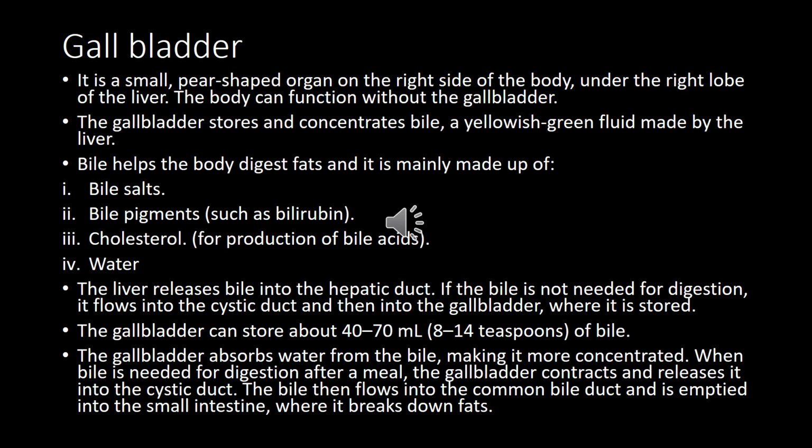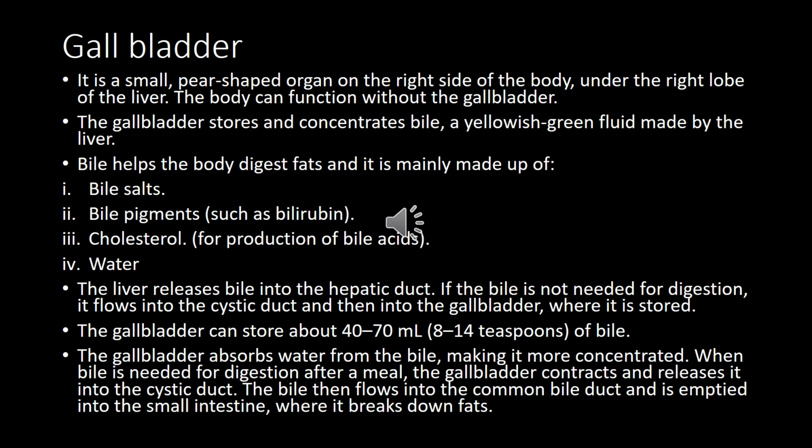So here we come with the gallbladder. It's a small pear-shaped organ on the right side of the body under the right lobe of the liver. The body can function without the gallbladder. Sometimes some people have gallstones or inflammation of the gallbladder, and it's removed. So the body can go on very properly even without the gallbladder.